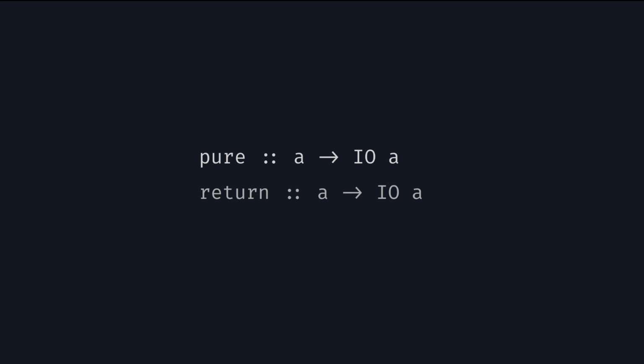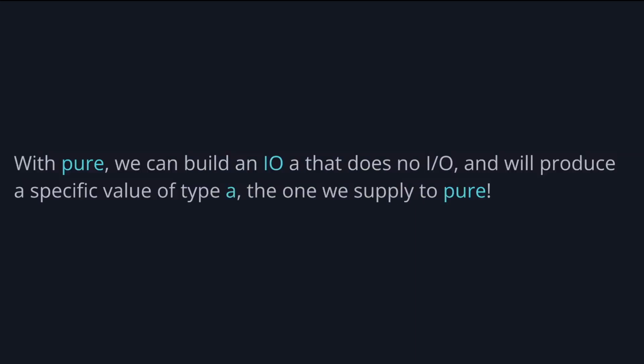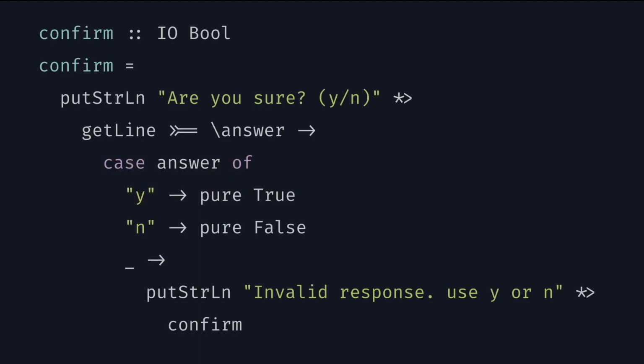Remember that we said IO of A is a description of a program that when executed will produce some value of type A and may do some input-output effects during the execution. With pure, we can build an IO of A that does no effects and will produce a specific value of type A, the one that we supply to pure. This function is useful when we want to do some uneffectful computations that depend on IO. For example, this confirm function that returns IO of boolean.